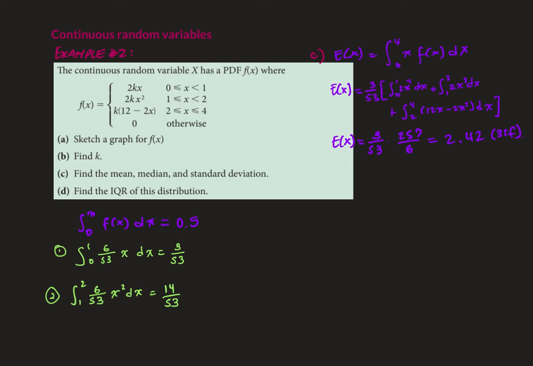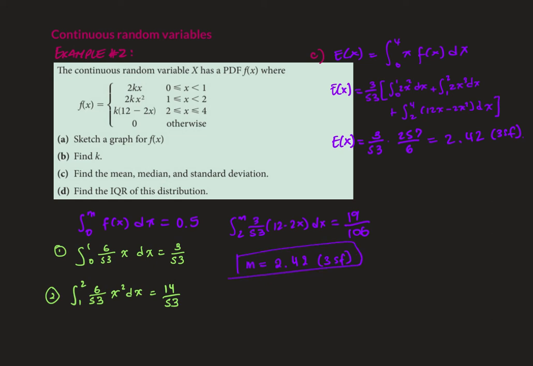So what we need to find is the integral from 2 to m of 3 out of 53 times 12 minus 2x, such that this is equal to 19 over 106, which is what is left to complete the 0.5. Using your calculators, you can find that m will take a value of 2.42 to 3 significant figures.